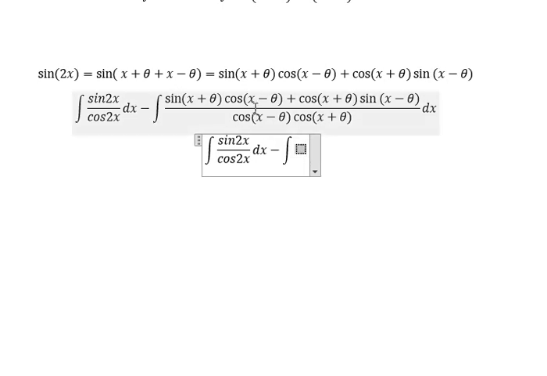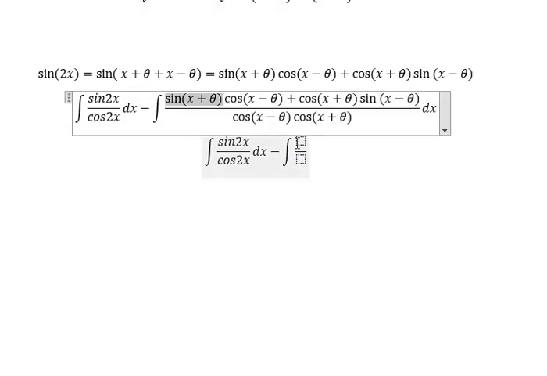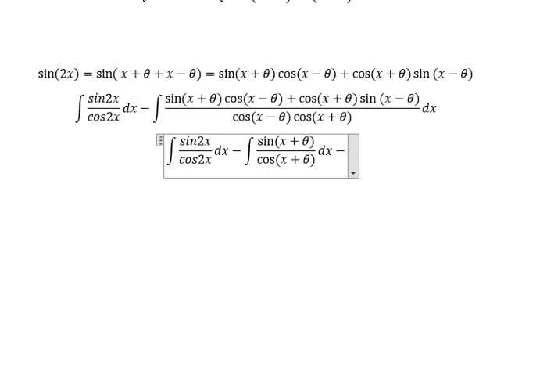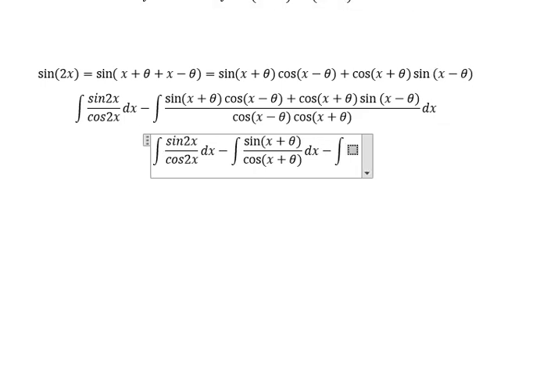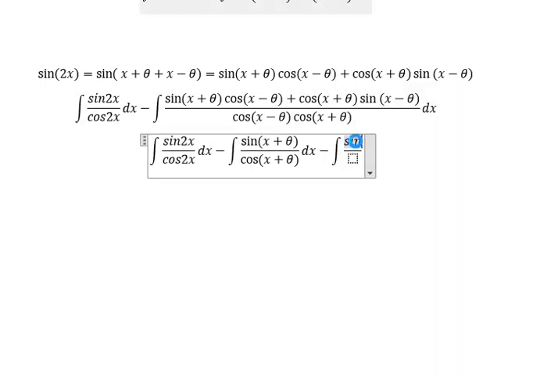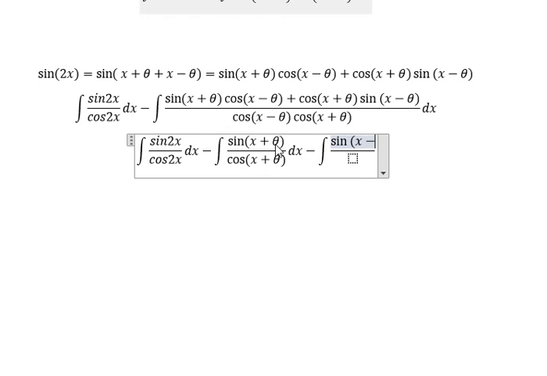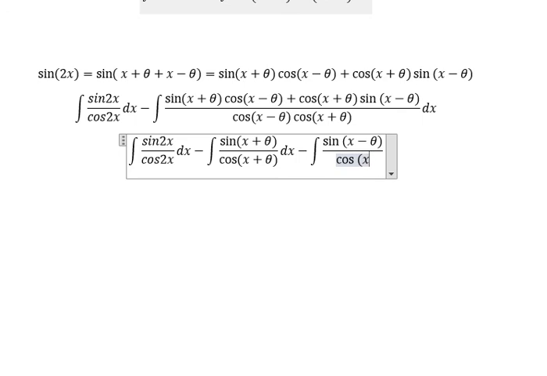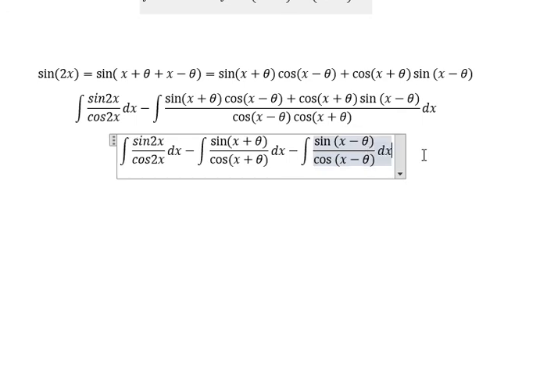This one, we have cos(S − θ). Simplify for this one, you will get this one over this one. Similar for the second one. And now we can get the final answer.